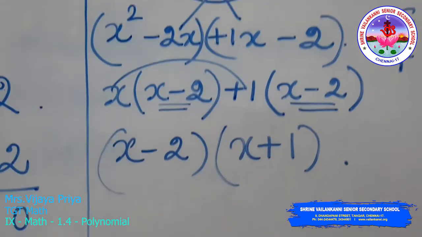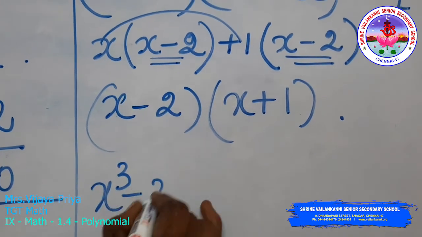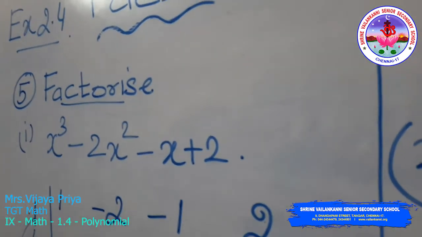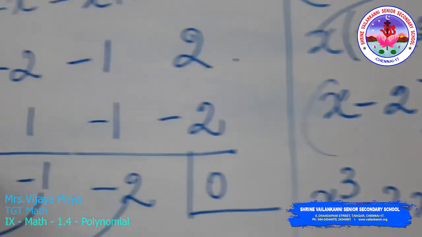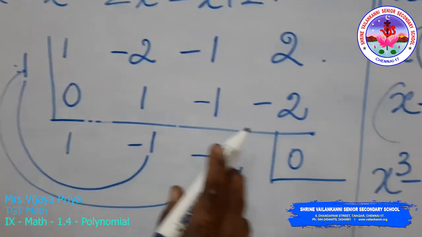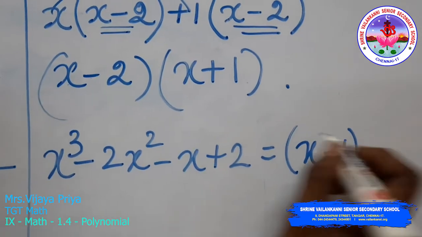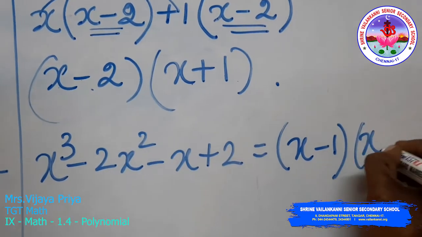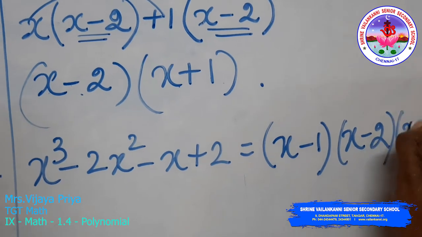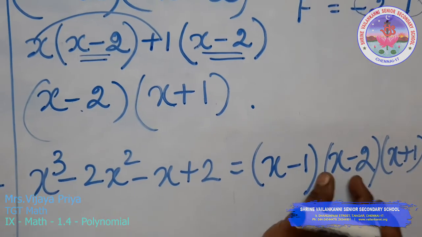Thus I got the factors for x cube minus 2x squared minus x plus 2. Already, using synthetic division, I got 1 as one of the factors. So I am writing x minus 1, and the 2 factors as x minus 2 and x plus 1. Thus I factorized the cubic polynomial into 3 factors.